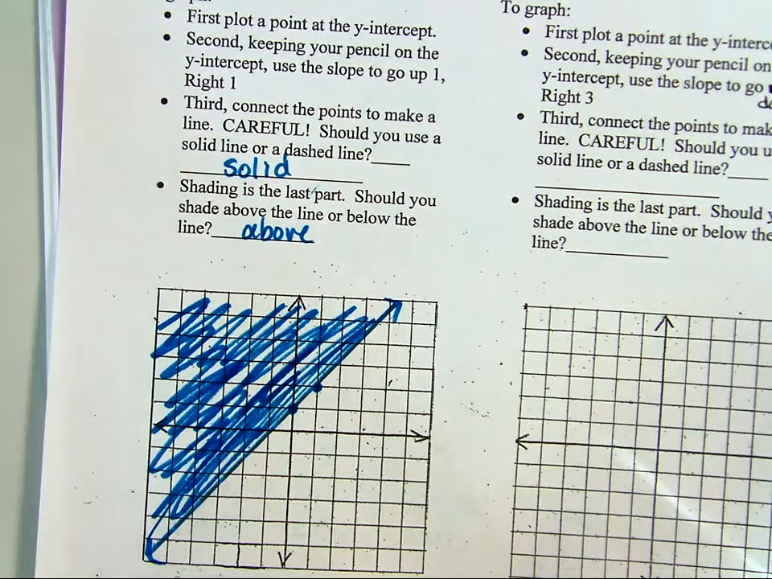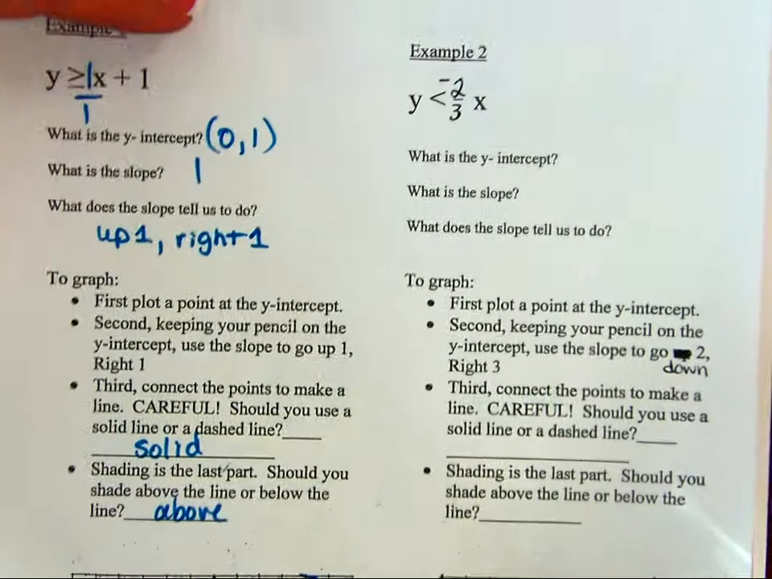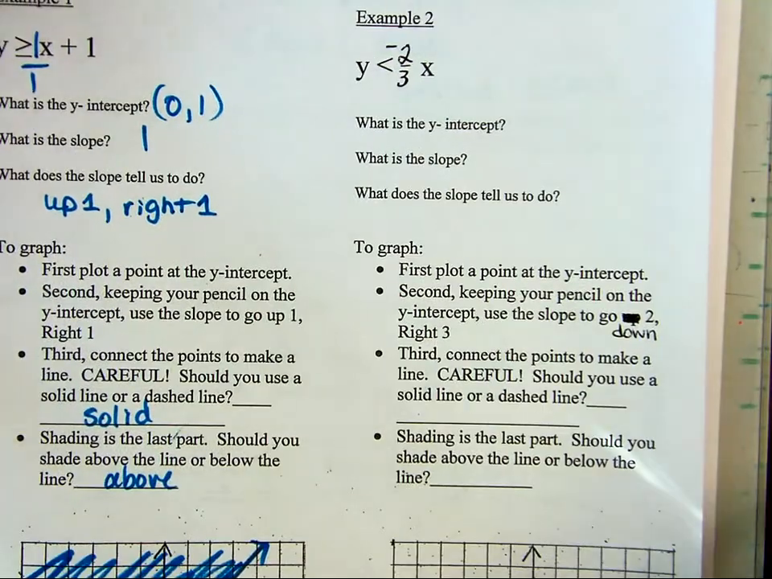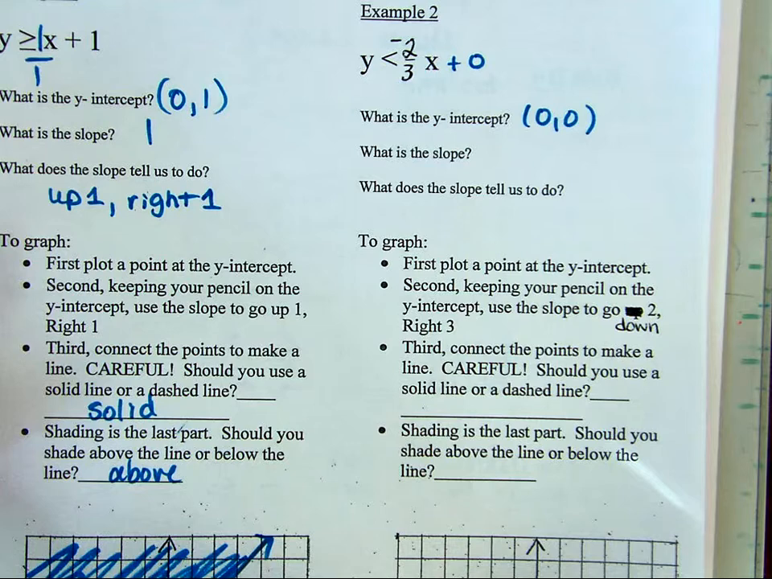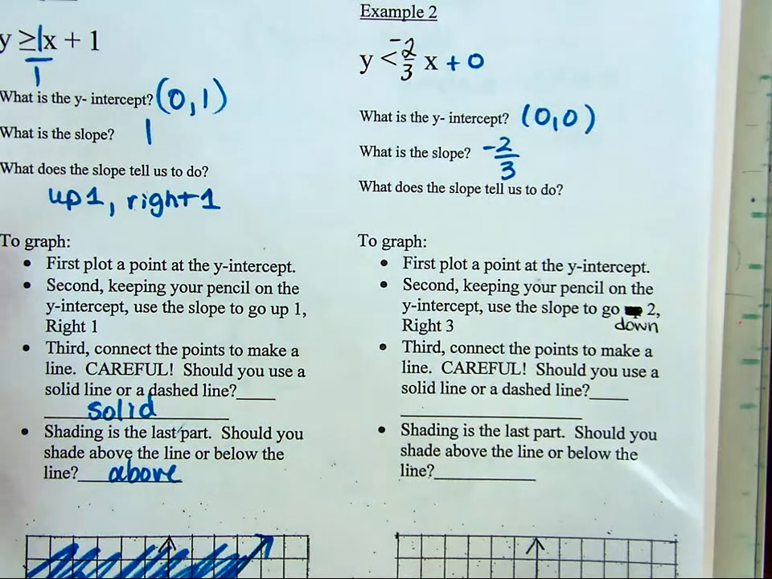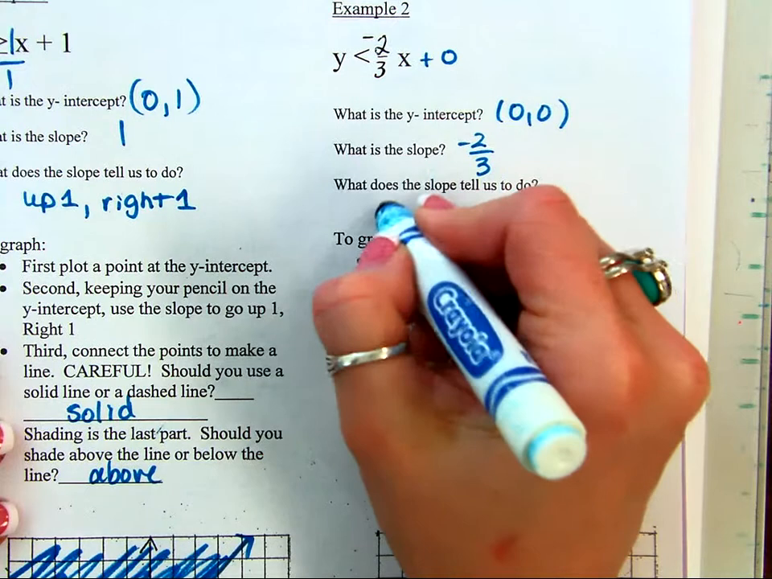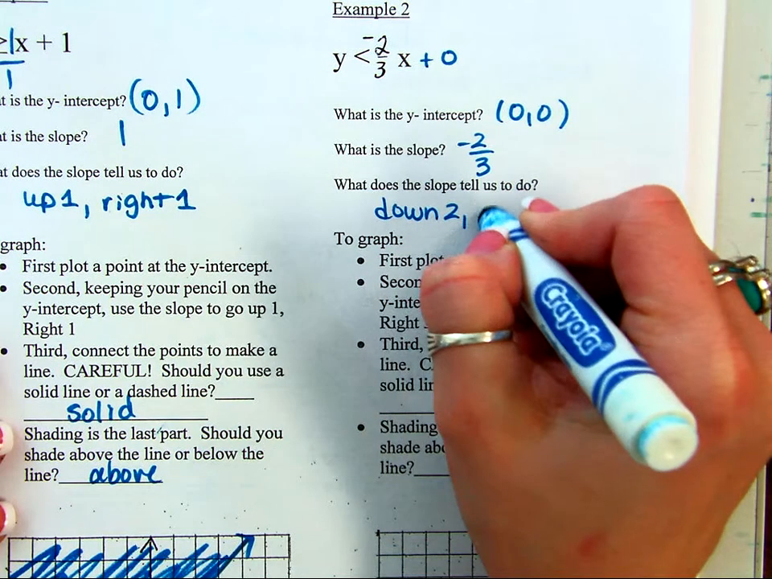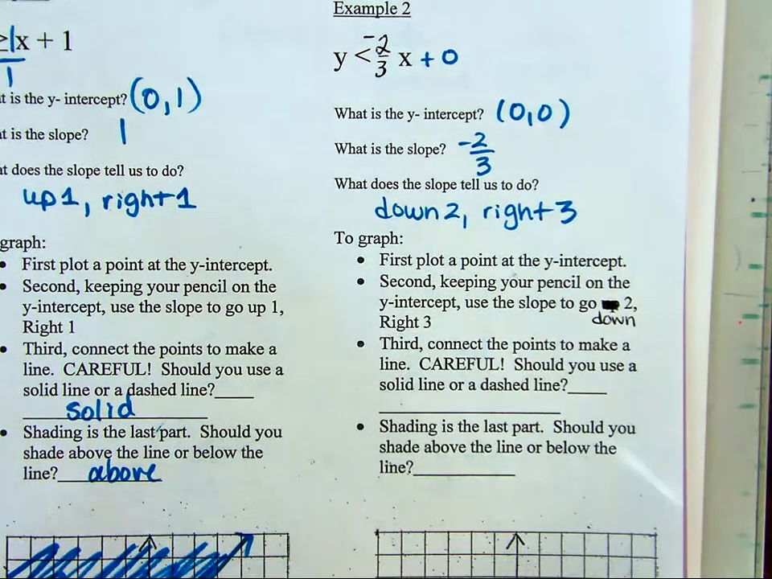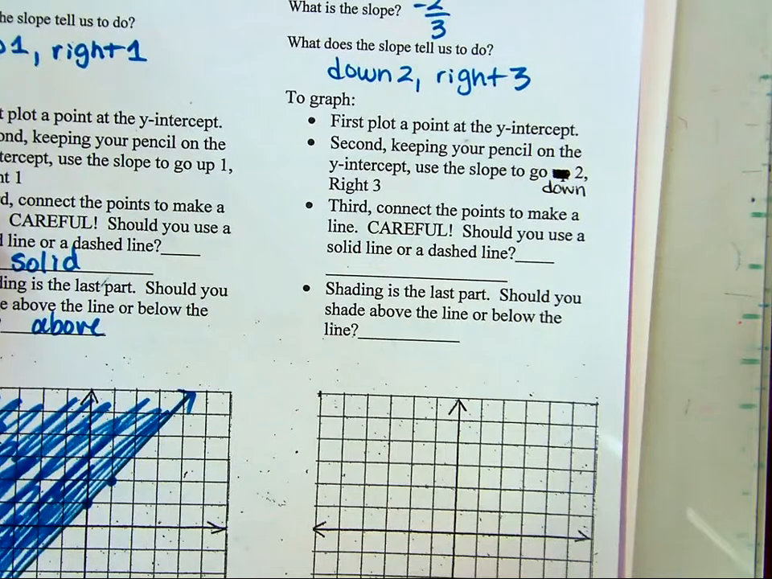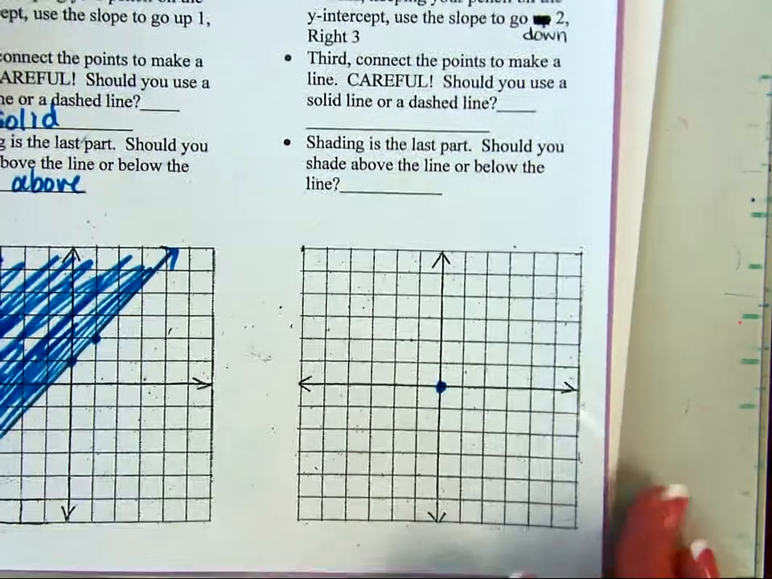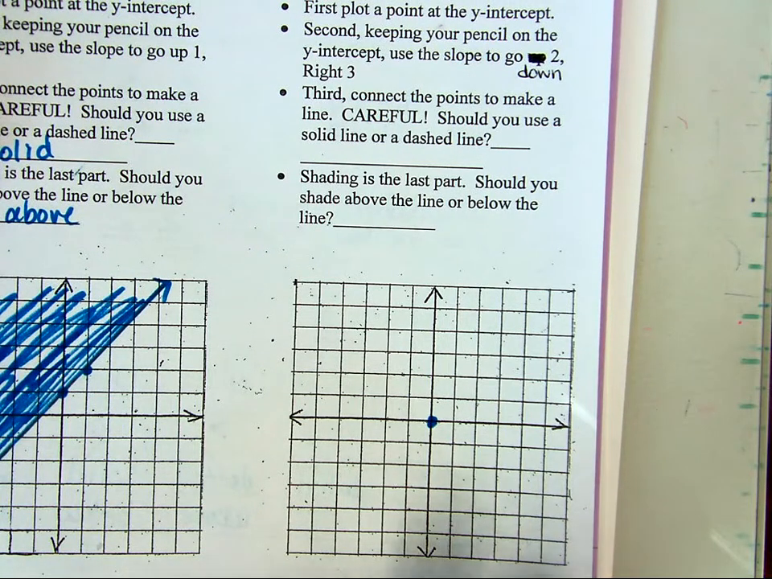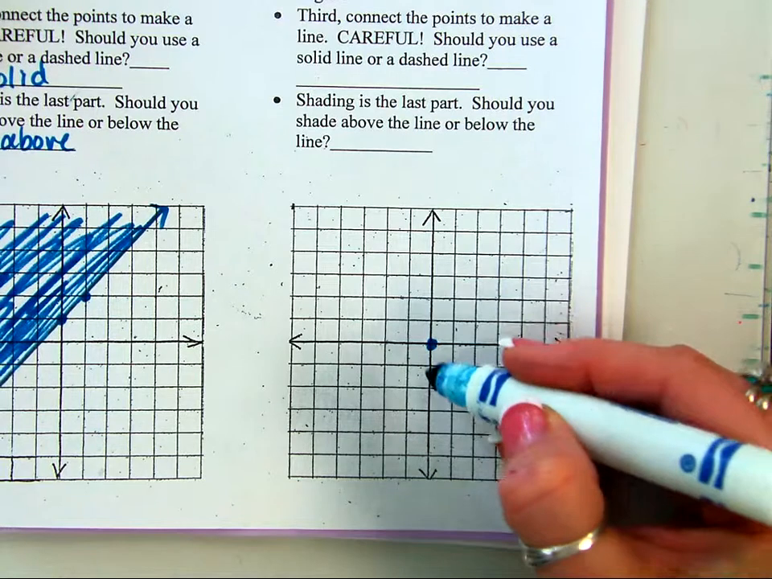Okay. All right, let's do example 2. What is the y-intercept? So the y-intercept is 0. It's the origin, right? But our slope is negative 2/3. And that tells us to do what? Down 2 and right 3. Good. So let's do what we're told. First, plot a point at the y-intercept, which is right at the origin. Second, keeping your pencil on the y-intercept, use the slope to go down 2 and right 3.